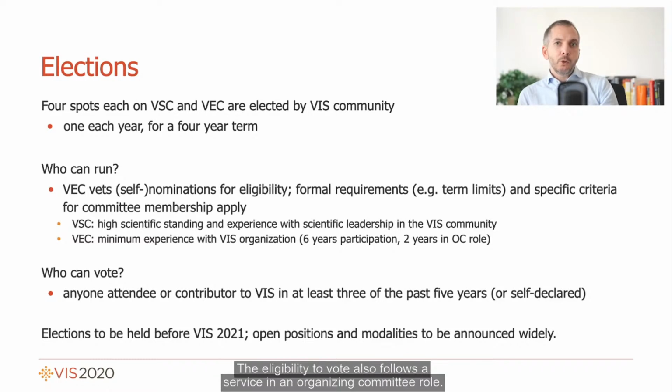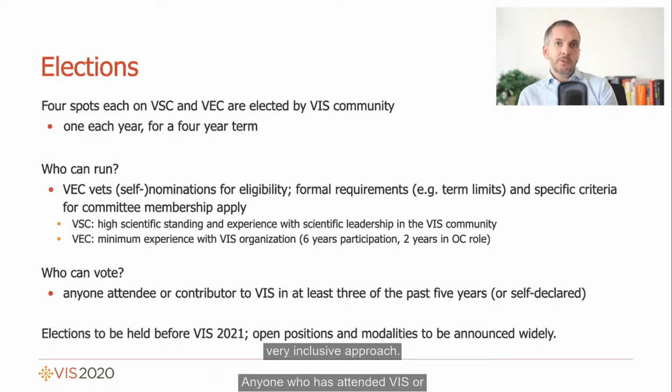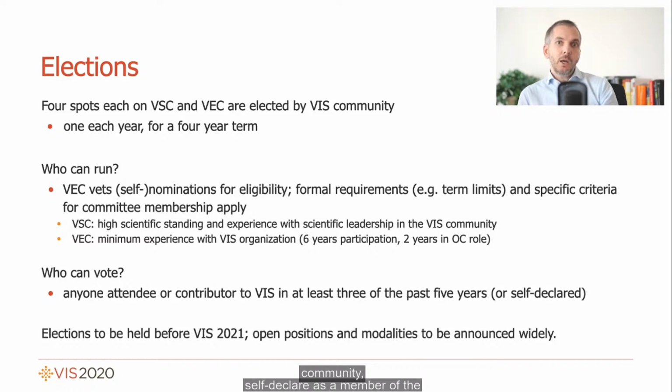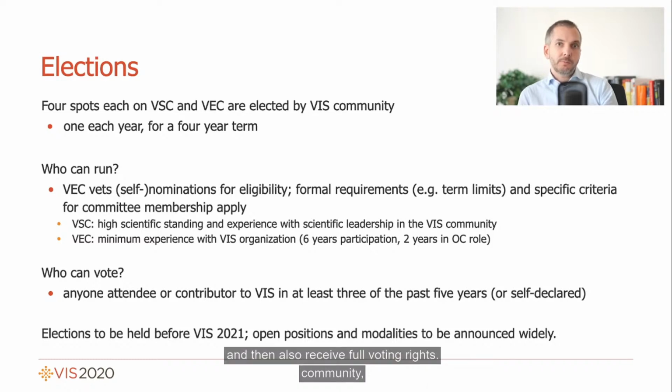The eligibility to vote also follows a very inclusive approach. Anyone who has attended VIS or contributed to VIS in some capacity in at least 3 of the 5 years before the election is automatically eligible to vote. In addition, it will be allowed to self-declare as a member of the community and then also receive full voting rights.